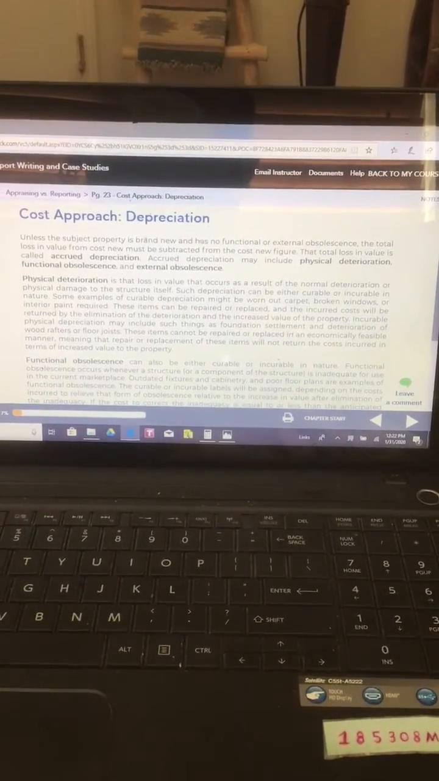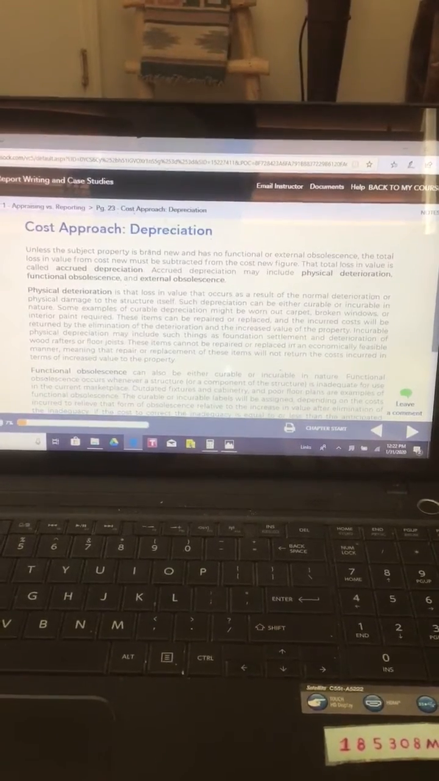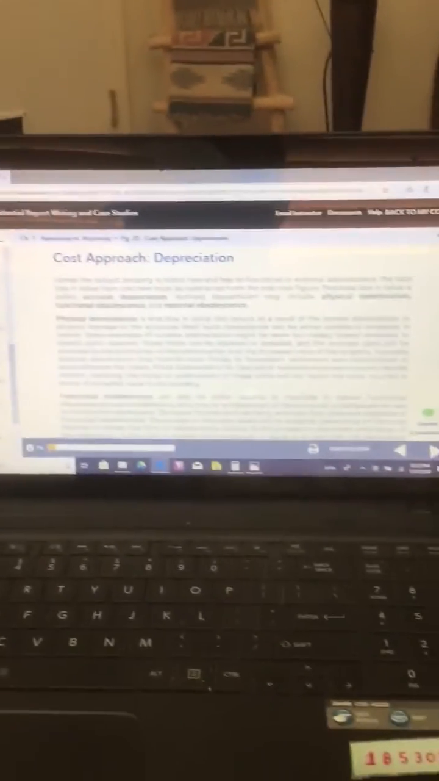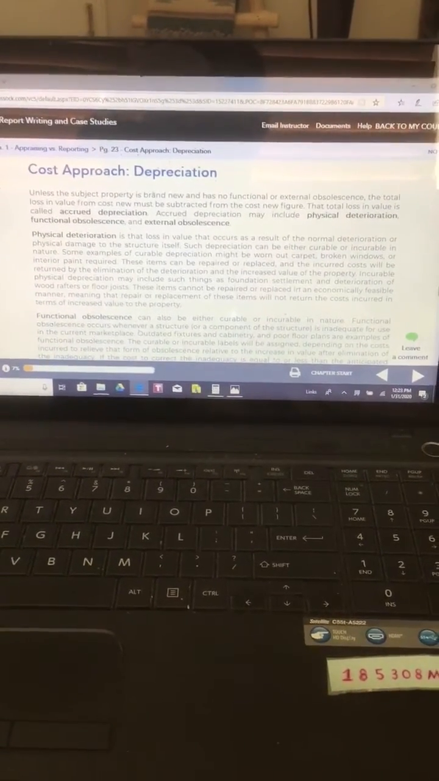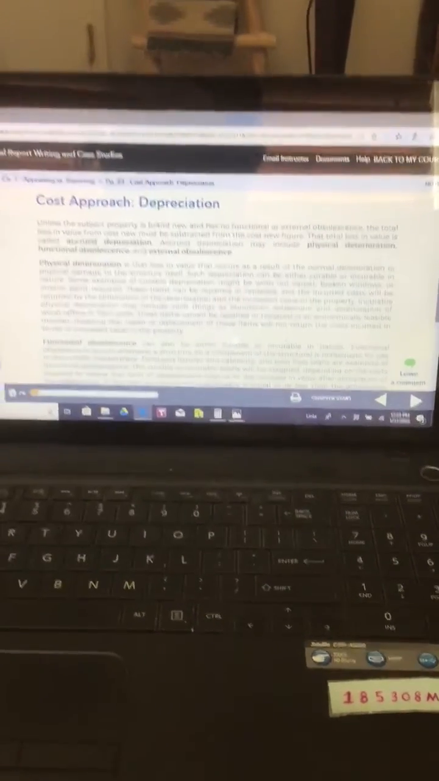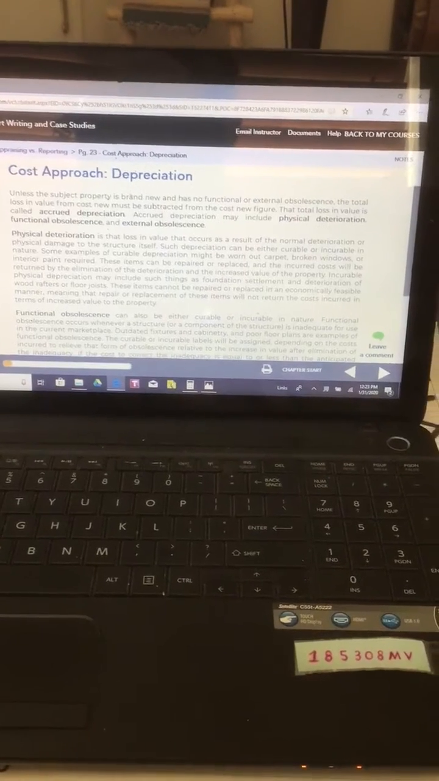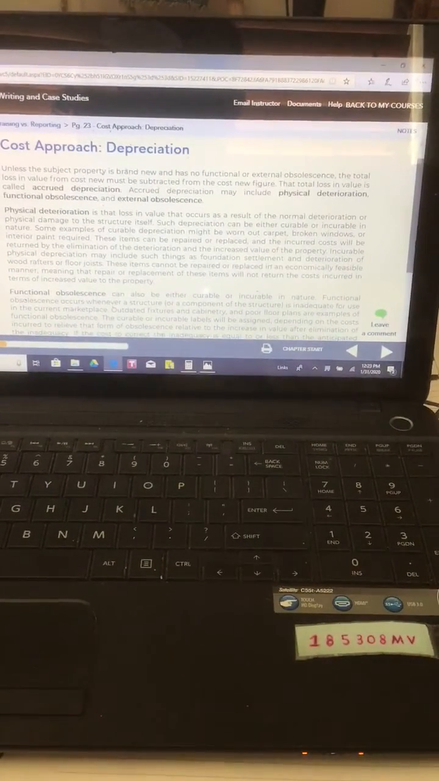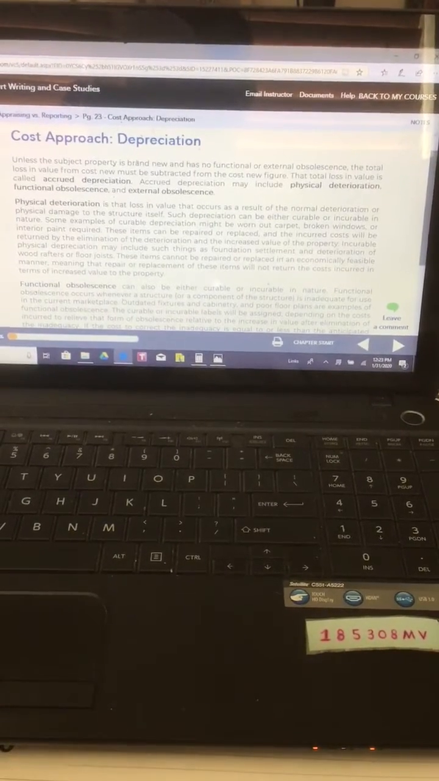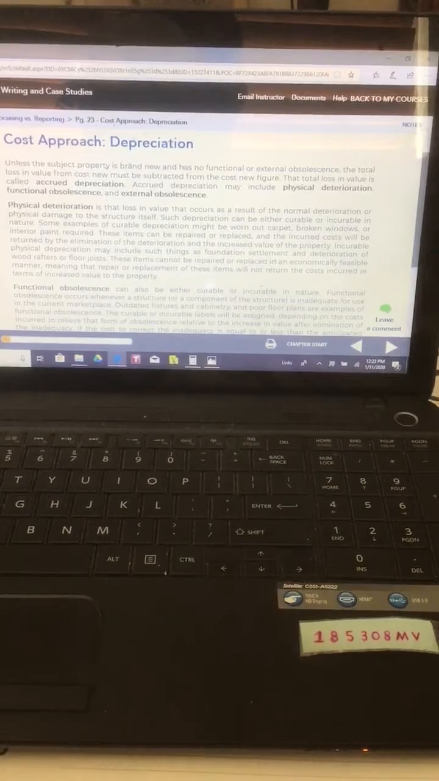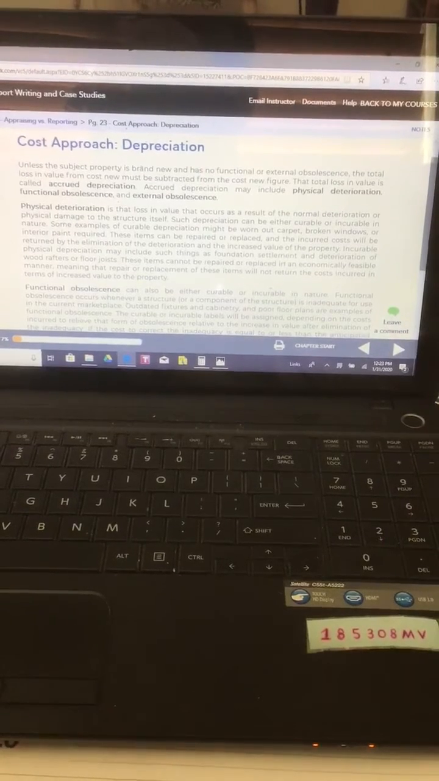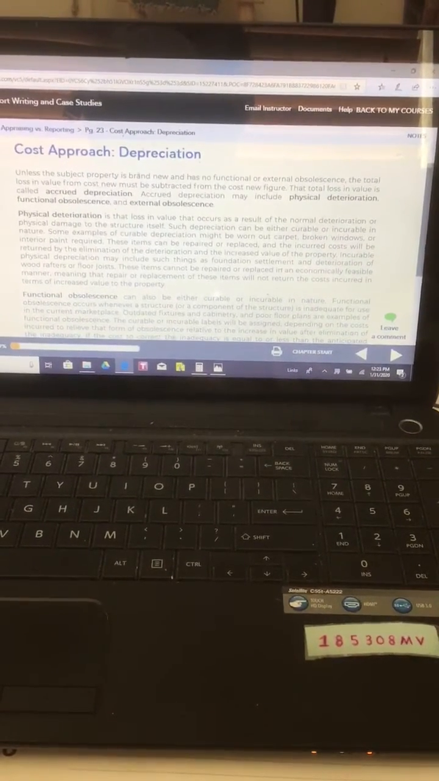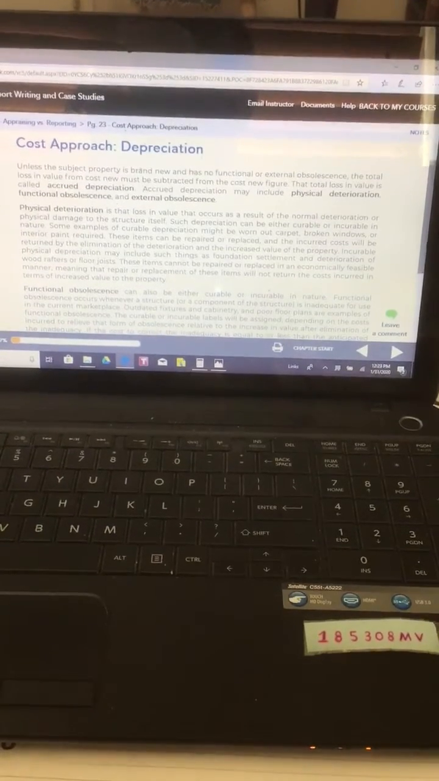Physical deterioration is that loss in value that occurs as a result of the normal deterioration or physical damage to the structure itself. Such depreciation can be either curable or incurable in nature. Some examples of curable depreciation might be worn out carpet, broken windows, or interior paint required. These items can be repaired or replaced, and the incurred costs will be returned by the elimination of the deterioration and the increased value of the property.